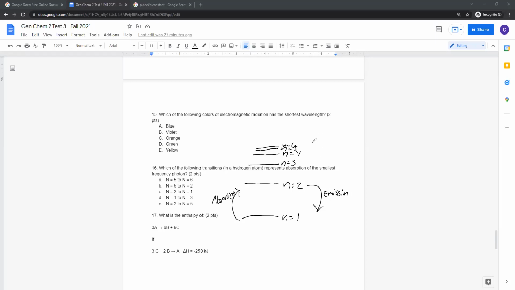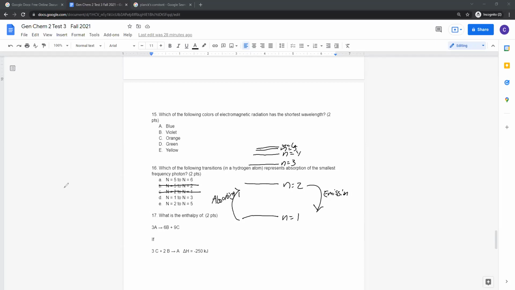Okay, so first off, let's just see which ones are actually absorbing. B isn't, that's emission. So we cross that off. C's emission. So we already canceled 2 of our options just by understanding what's absorbing and what's emission. All right. Now we want the smallest frequency.